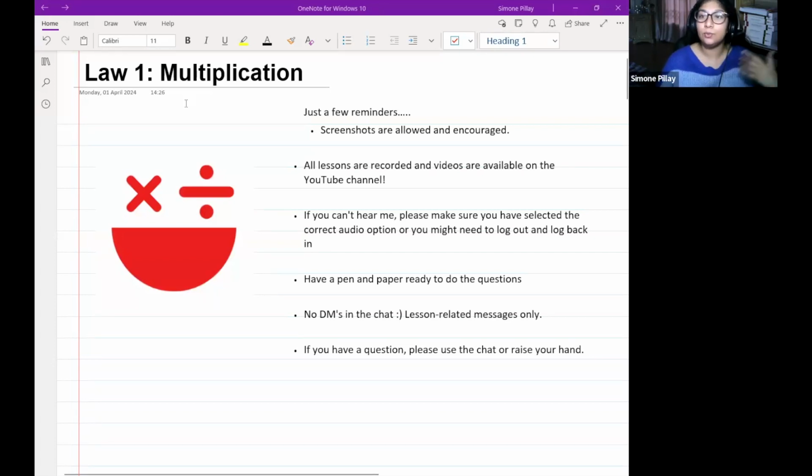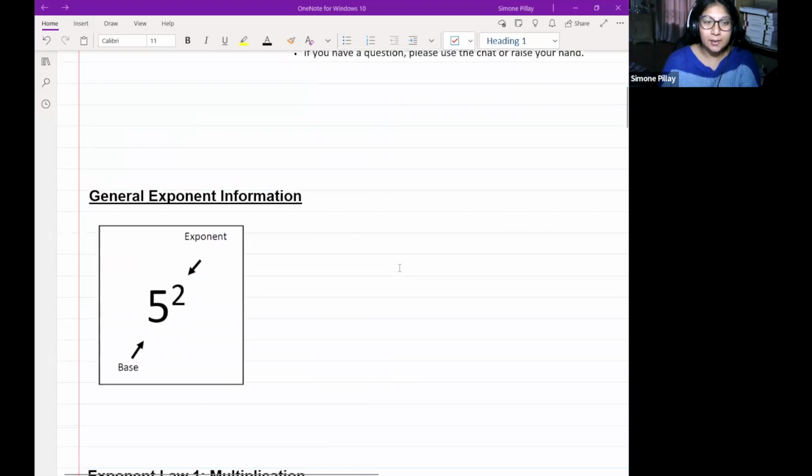And so here, when we deal with exponents, our exponents also have laws. And so that's what we're going to get started on today. And so let's not waste any more time. Okay, there we go. So we have our little introduction over here, a recap, if you will.